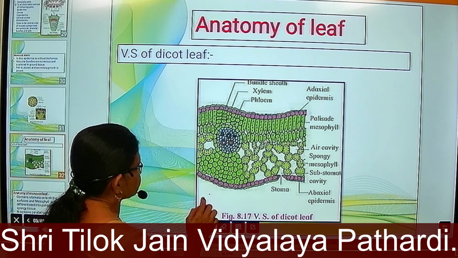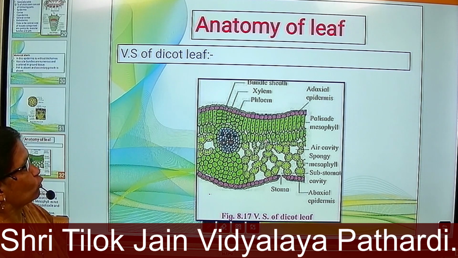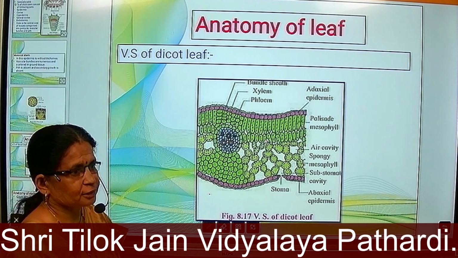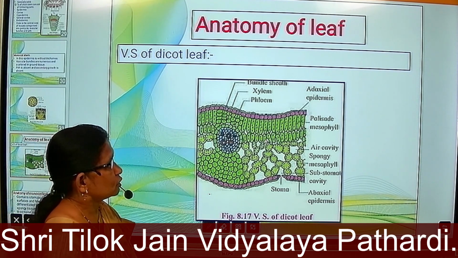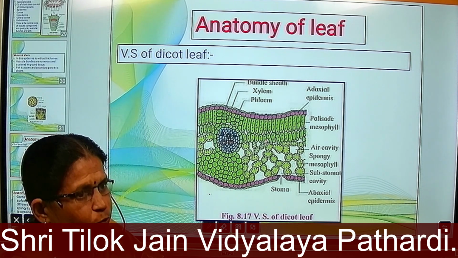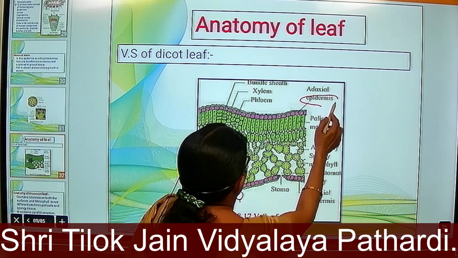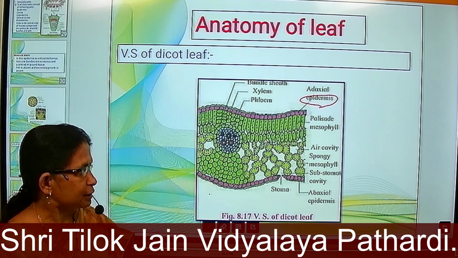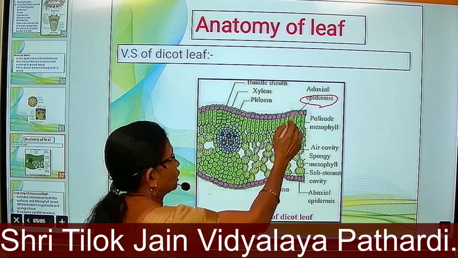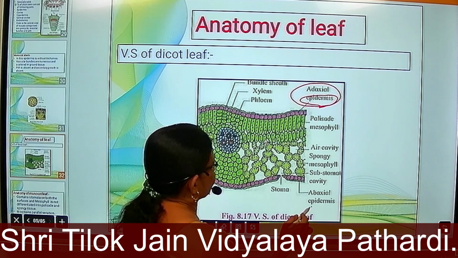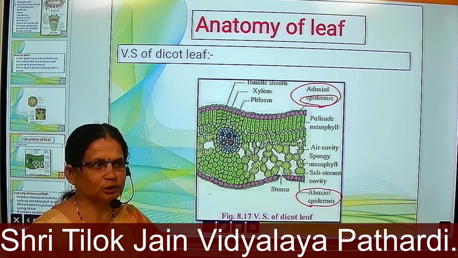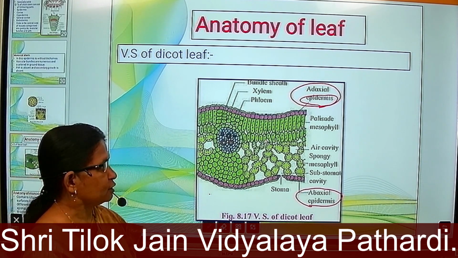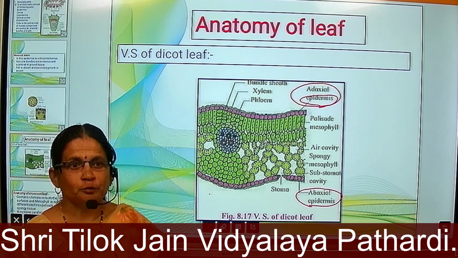Now, look at this figure. This is the dicot leaf structure, called the dicotyledonous leaf. In TS, it shows the different layers. The outermost layer is called the epidermis. The epidermis is distinguished into upper epidermis and lower epidermis. On the upper side is the adaxial epidermis, and at the lower side is the abaxial epidermis.